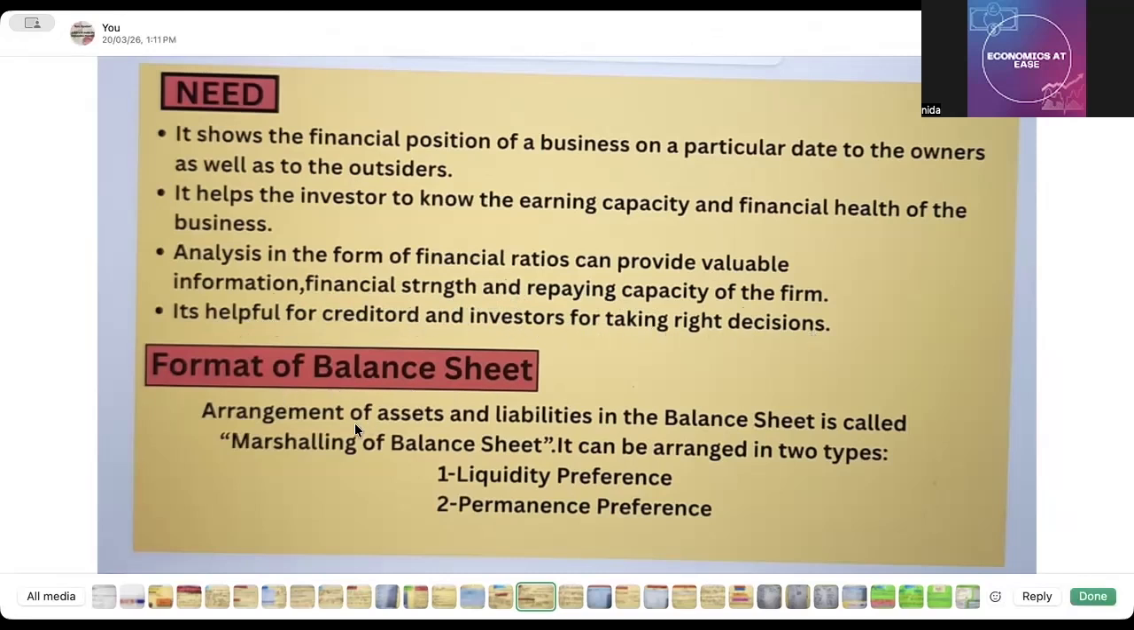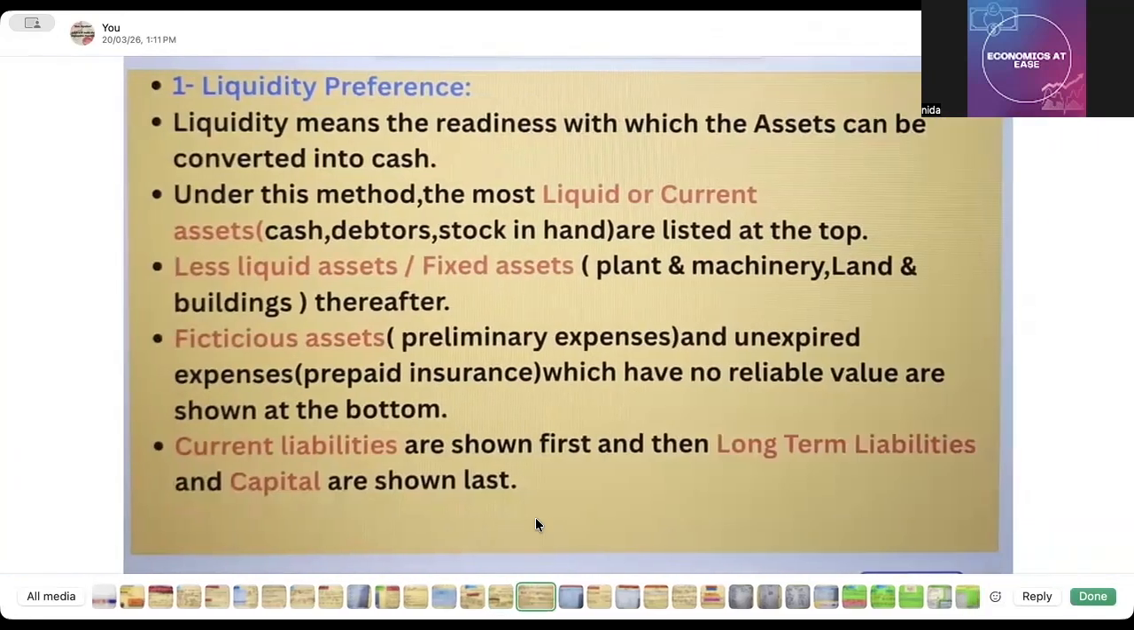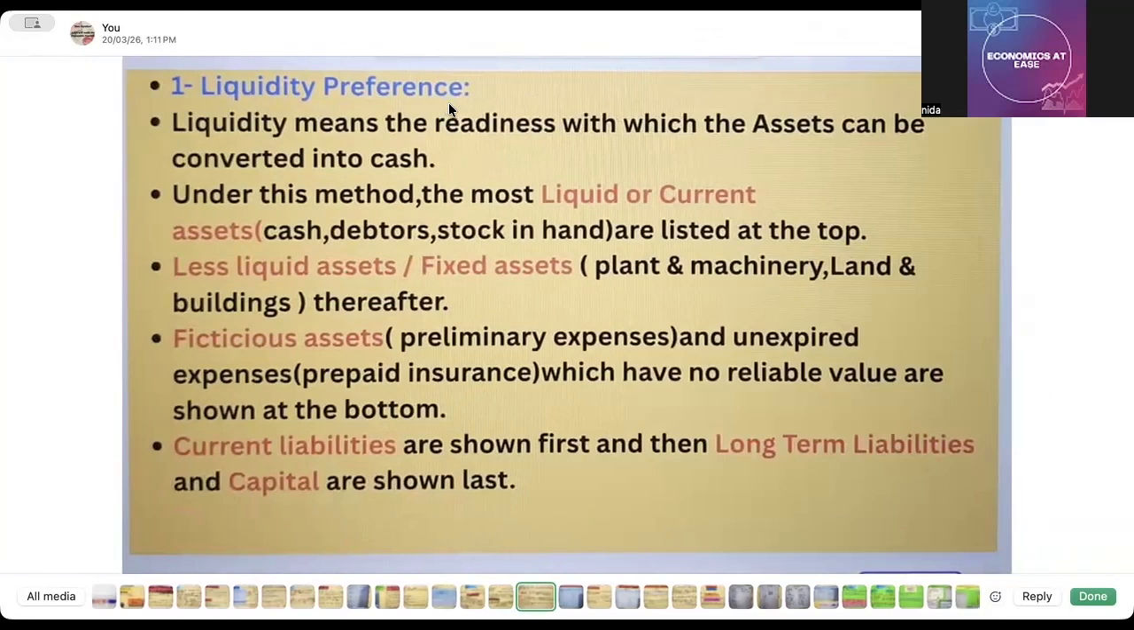Now, format of balance sheet. So there are two kinds of formats available. One is the liquidity preference, and the other is permanence preference. Okay, liquidity means that can be easily transferred, or liquid means जल्दी से cash में transfer हो जाता है. Okay, permanence, as the name itself indicates, is permanent in nature. Now here, let's see liquidity preference. After that, I'm going to share the format also.